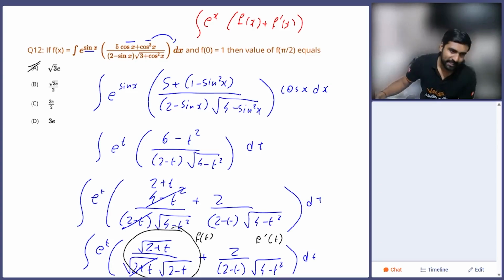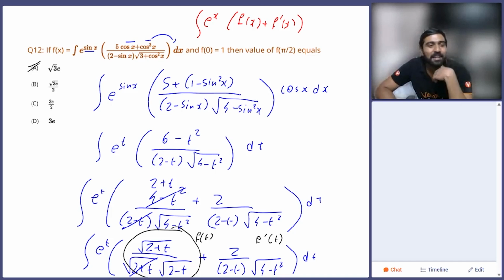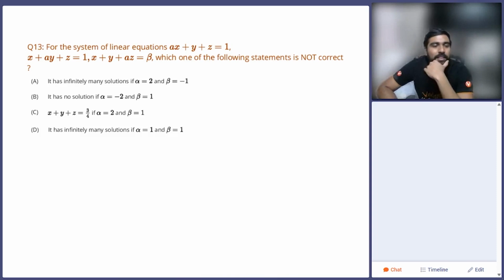Do we have an option on that line? Yes. Root 3 e, option A will be the answer for this question. Okay? Pretty easy, basic question this was. Alright, again, we got the idea. Let's move on. Let's have a look at the next one.